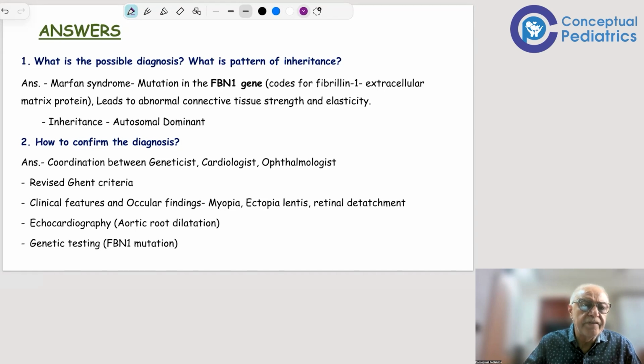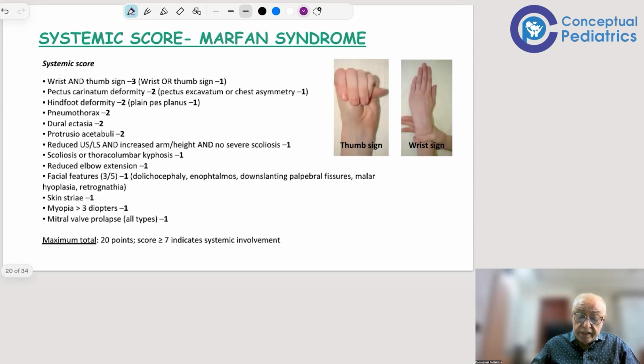So there are certain criteria called the revised Ghent criteria. This is 2010. There were some criteria there, and they are the clinical features and ocular findings, which include myopia and ectopia lentis. If ectopia lentis or these things are there, then the diagnosis is much easier to make. But if there is echocardiography and genetic testing, these are much more confirmatory. Now I'll briefly tell you about the systemic score. There are so many things, but I have tried to focus on 2 things which you must remember. If the systemic score is more than 7.